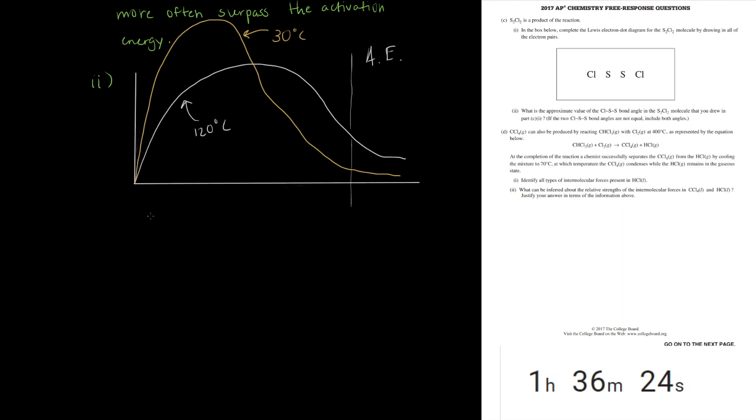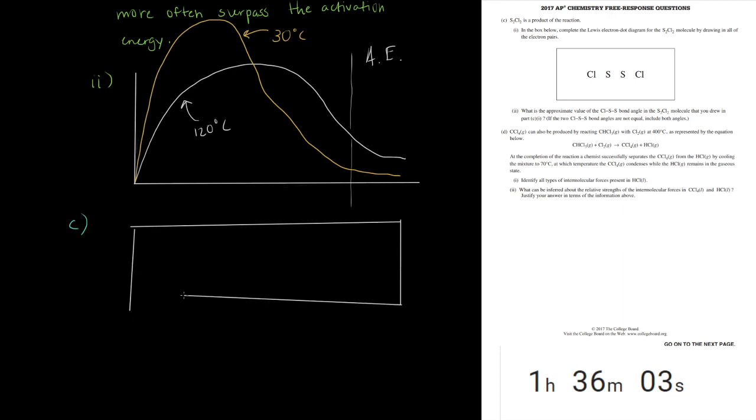Okay, let's switch colors again for part C. Part C says, sulfur chloride is a product of the reaction. In the box below, complete the Lewis electron dot diagram for sulfur chloride by drawing on all the electron pairs. Okay, let me again get us a little box here like they've got. And I'm going to use this blue color. So we've got Cl, S, S, Cl. They've kindly told us that it's a linear structure. I'm going to draw the electron pairs in red.